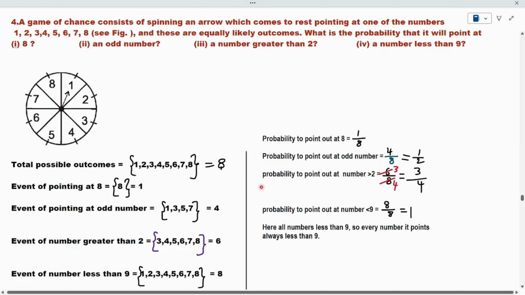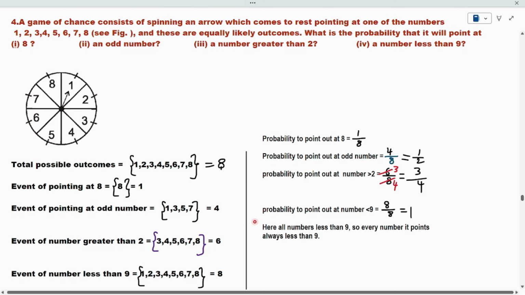Then the third problem. The probability of stopping at a number greater than 2. How many numbers do I have greater than 2? 3, 4, 5, 6, 7, 8. Total 6 numbers. So my event is 6 and the sample space is 8. By substituting, we get 6 by 8, which is nothing but 3 by 4.